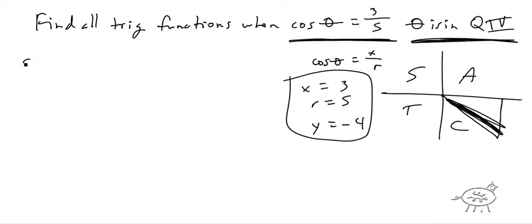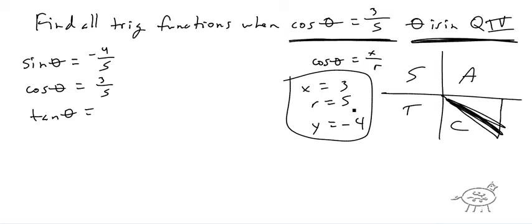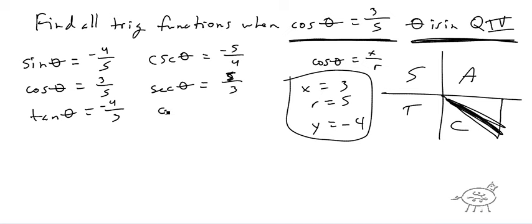And then it's easy. We have sine of theta is equal to y over r, so it's negative 4/5. Cosine of theta, which you already know, is 3/5. Tangent of theta is y over x, so it's negative 4/3. Cosecant of theta is just the reciprocal, so it's negative 5/4. Secant of theta is equal to 5/3. And cotangent of theta is equal to negative 3/4.